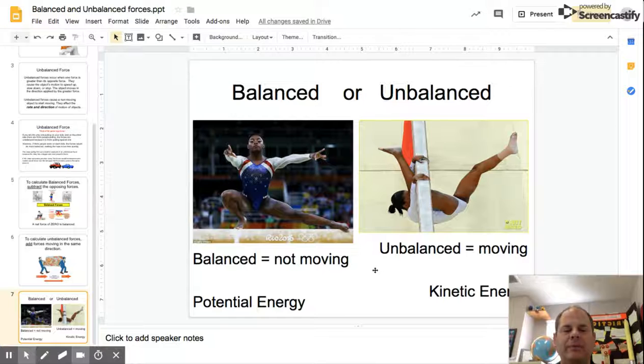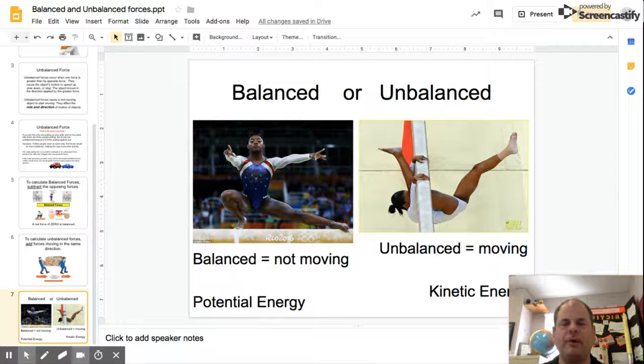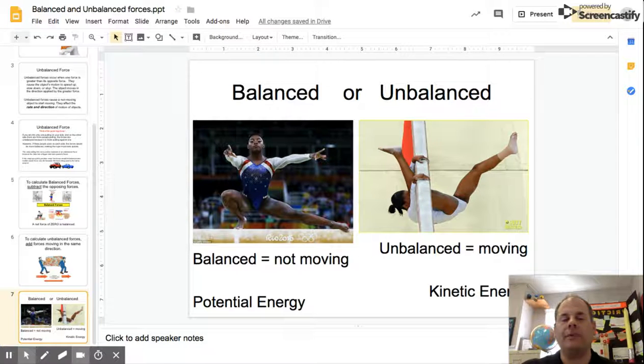Okay, let's remember our lesson about balanced or unbalanced forces. If something is balanced, it is not moving. This gymnast is balanced on the balance beam. She is not moving. She has potential energy. This gymnast is not balanced. She is very unbalanced. She is moving off the balance beam very quickly. She has kinetic energy. Thank you for listening about balanced and unbalanced forces.